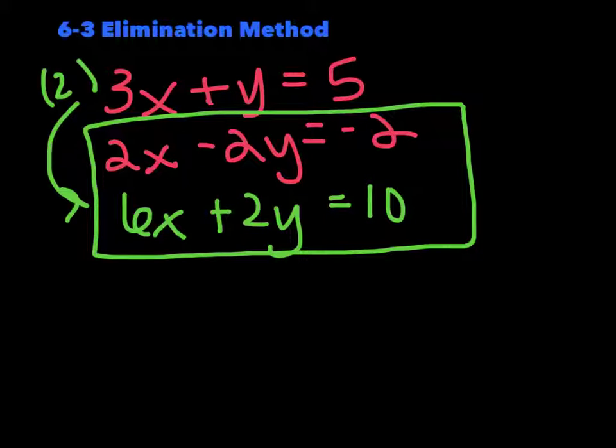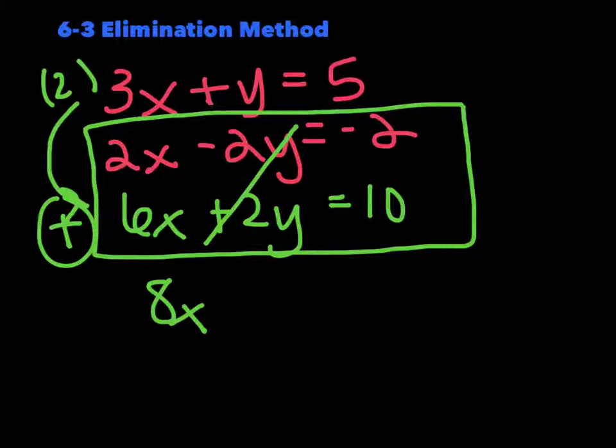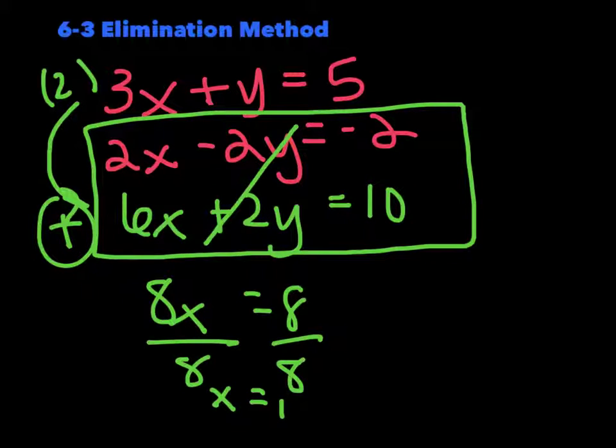So now you can eliminate your y's. And so if you add these together, because adding a negative and a positive will cancel. So 2x plus 6x is 8x. The y's are going to cancel each other out. And negative 2 plus 10 is equal to 8. Divide both sides by 8, so you get x is equal to 1.